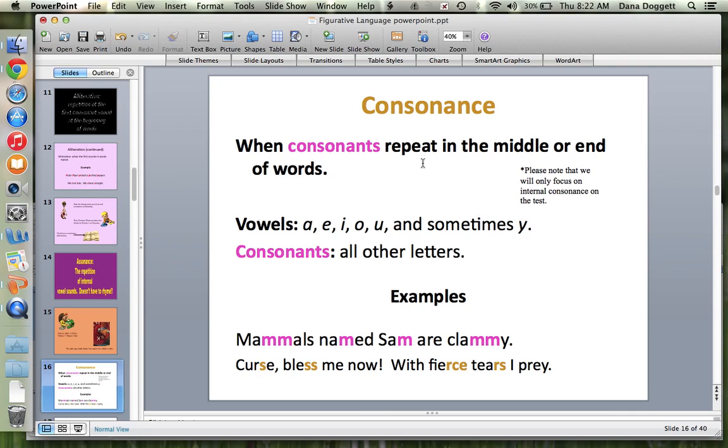Assonance is very similar to consonance, but whereas assonance was the repetition of the vowel sound, consonance is the repetition of the consonant sound when they repeat in the middle or end of words. So, for example, mammals named Sam are clammy. You get the repetition of that M sound. And down here, you get curse, bless me now, with fierce tears I pray. You get the repetition of that S sound.